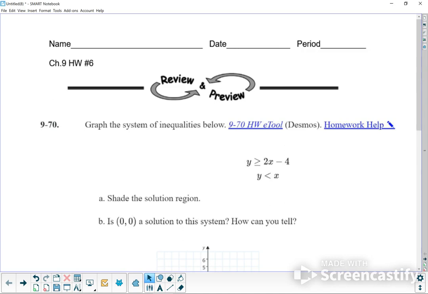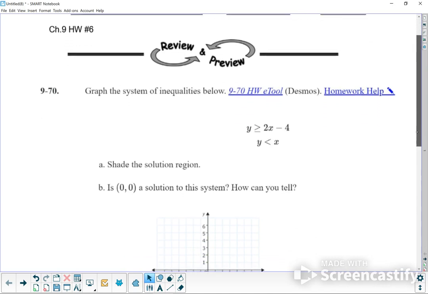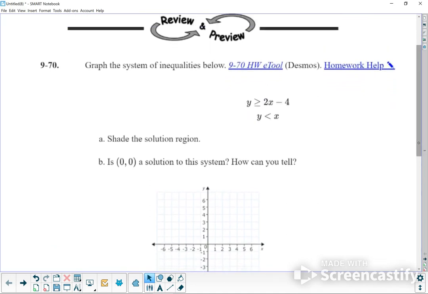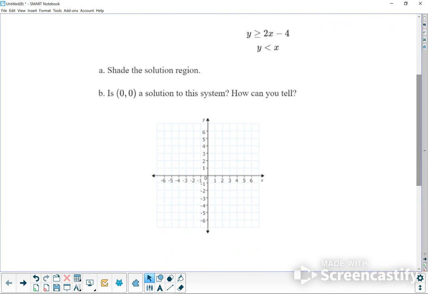This is chapter 9, homework number 6, right? So we're going to be doing number 70, graph the system of inequalities below. So this is the first one. I'm going to put that in red. This is y is greater than or equal to 2x minus 4. So I'm going to go ahead and start graphing that.